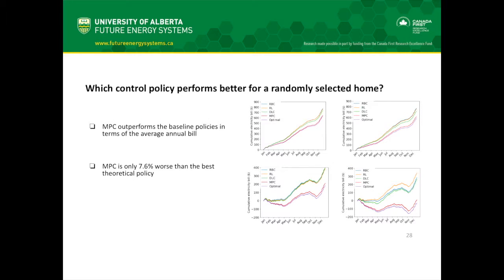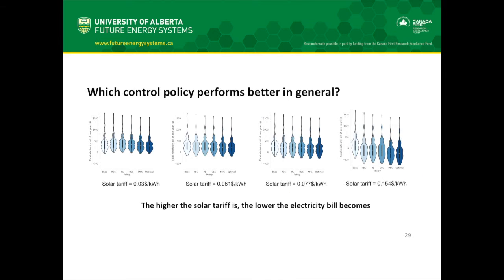Now, we have used data for 70 homes in the US. This result is for only one home, which is randomly selected, and you see that model predictive control is closely tracking the optimal one, and it's outperforming the other control algorithms. We have also evaluated the control policy for all 70 homes, and then we plotted the electricity bill during the year for all of them.